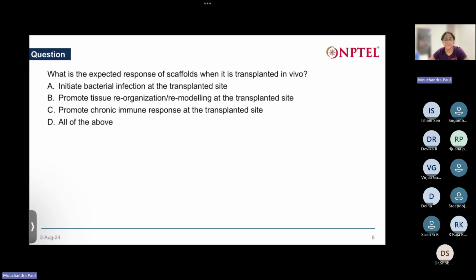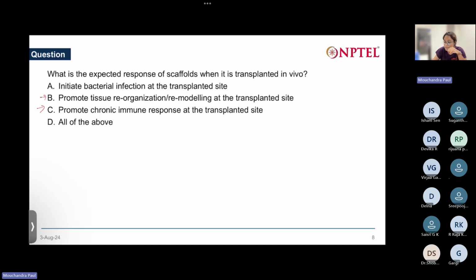This is the next question. What is the expected response of scaffolds when it is transplanted in vivo? It should initiate bacterial infection at the transplanted site, promote tissue reorganization and remodeling at the transplanted site, promote chronic immune response at the transplanted site, or all of the above. Option B. Okay. What about others? Option B. I think it's option C. Okay, so we got two answers, B and C.